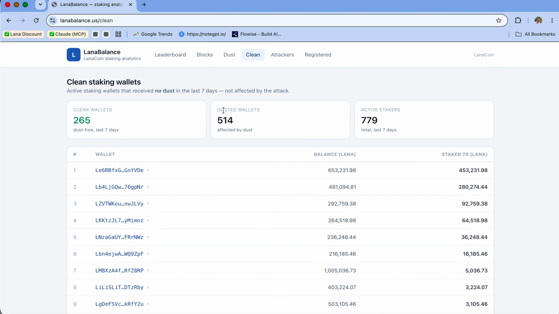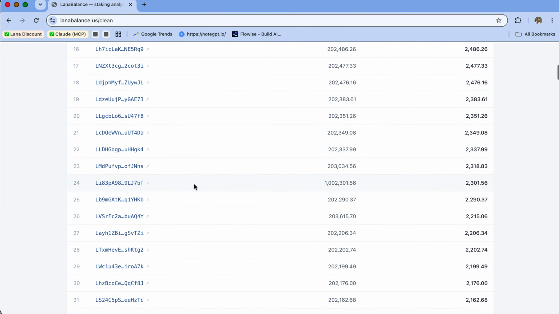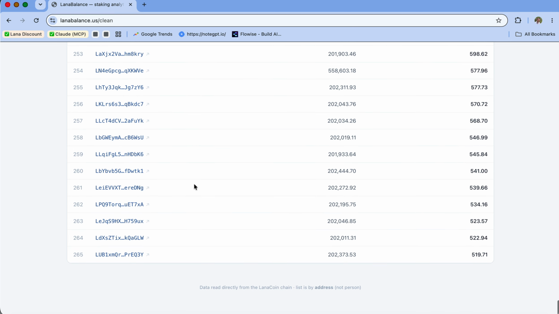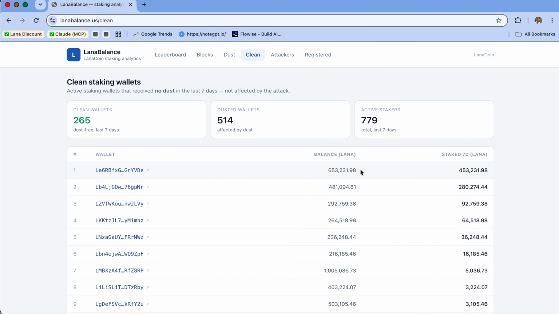Now, the next are the clean wallets. So these are the wallets that have not been attacked. And you can see here what is the amount of lanas on that wallet and how many lanas in 7 days this wallet has staked.